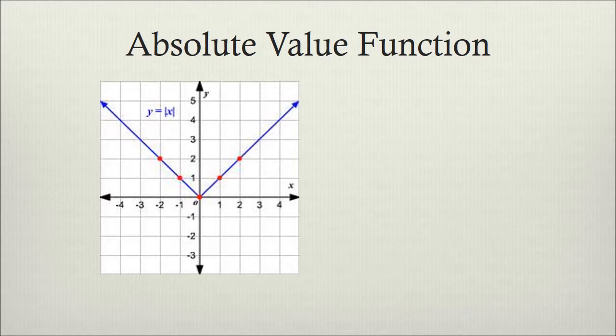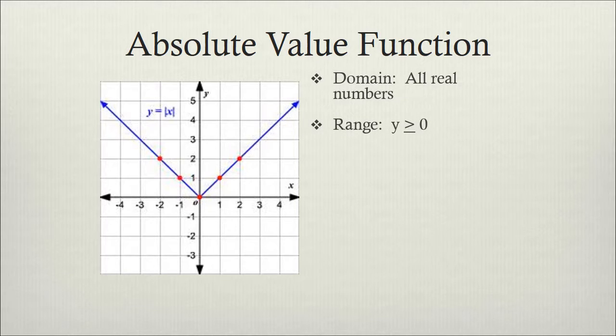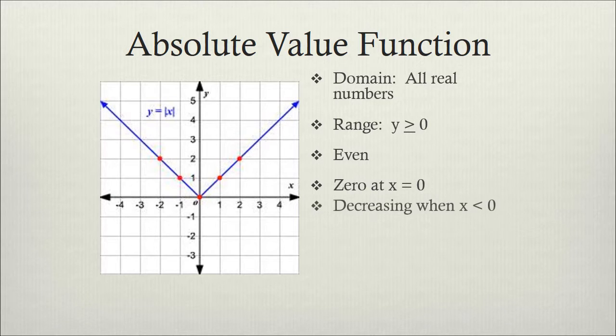This is the absolute value function. We've looked at it before. The domain is all real numbers. The range, y is greater than or equal to 0. It is an even function. There is one 0 at x equals 0.